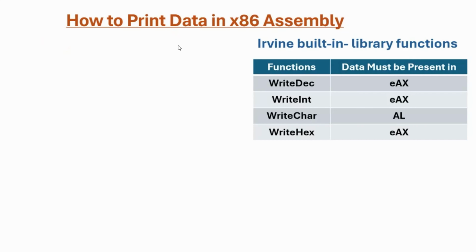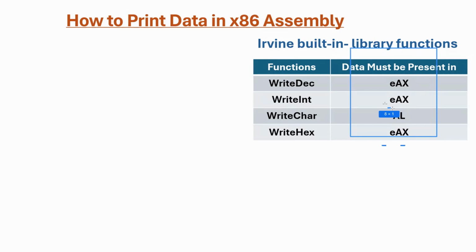In this video tutorial, I'm going to explain how one can print data in x86 assembly onto the screen. Since we are talking about data, data can be in any format like decimal, hexadecimal, or integer. So we will be using Irvine built-in library functions. And what are those functions? These are the built-in library functions, and these functions assume that values are present in these registers. If you follow these registers, these are simply EAX, the extended accumulator.